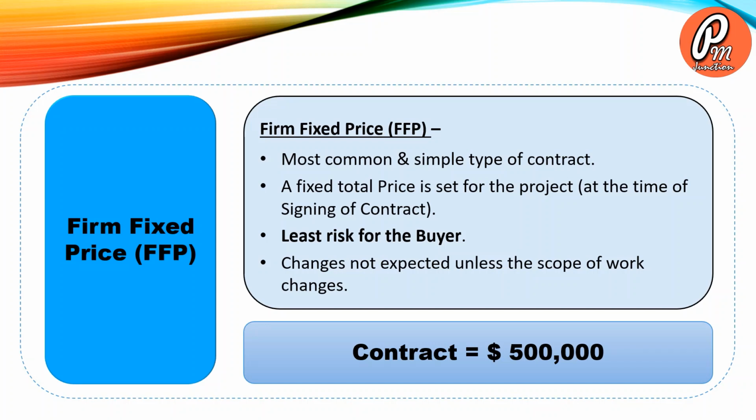Let us try to understand each contract in detail. The first one is firm fixed price. It is the most common and simple type of contract. A fixed total price is set for the project at the time of signing of the contract. It is the least risky for the buyer side and changes are not expected unless the scope of work changes. An example is a contract value equal to 500,000 US dollars.